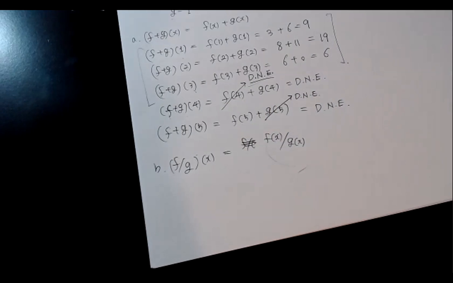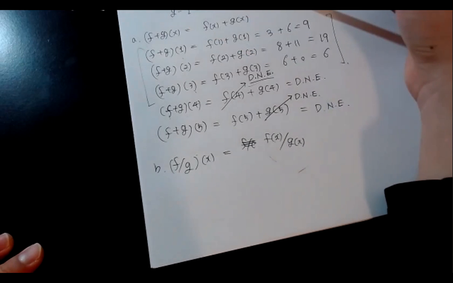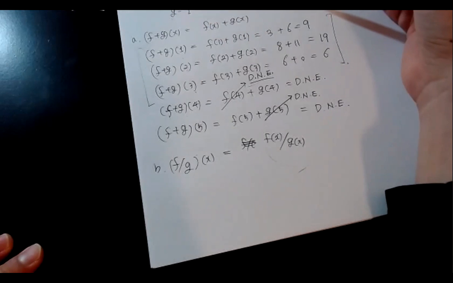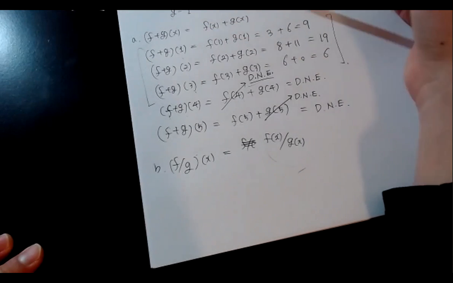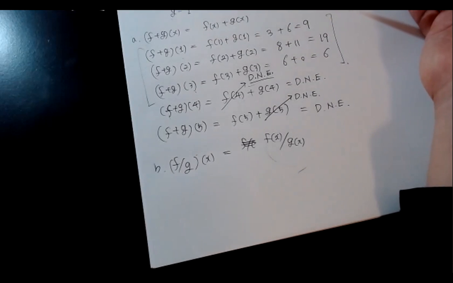I mean 1, 2, 3, 4, 5. I don't think we can figure out the quotient function at x equals 4 and 5, because even though g of 4 is defined as 1, f of 4 is not defined. And even though f of 5 is defined as 9, g of 5 is not defined. So we just drop the 4 and 5.